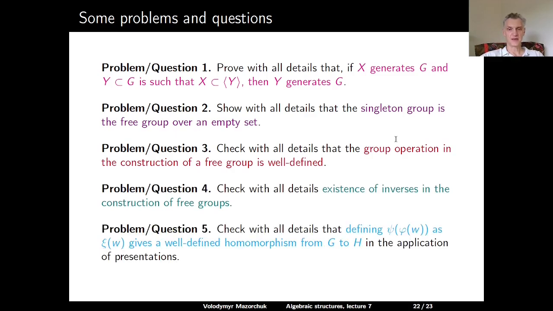And question 5. Check with all details that defining psi of phi of W as psi of W gives a well-defined homomorphism from G to H in the application of presentations.